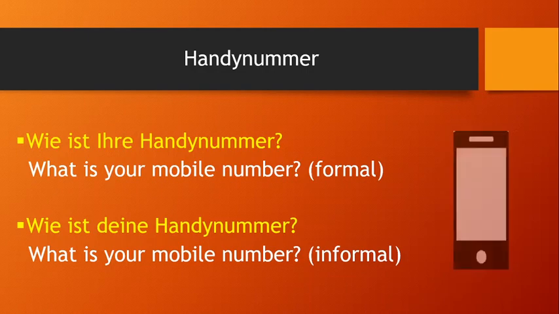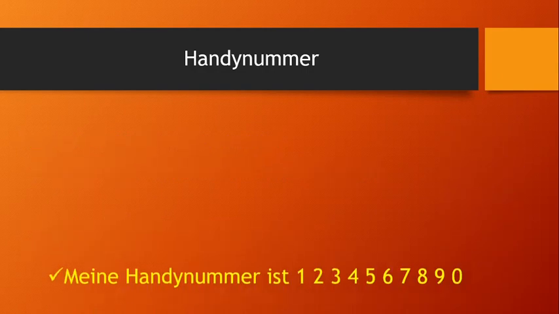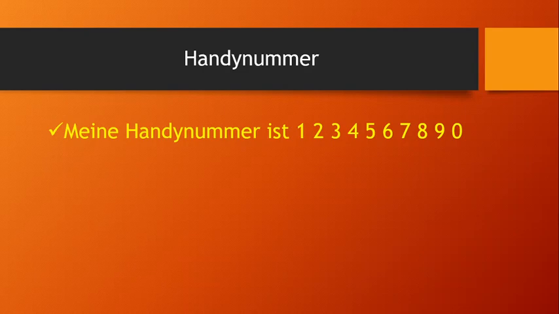Right? Now let's see the answer for this question. Meine Handynummer ist 1, 2, 3, 4, 5, 6, 7, 8, 9, 0. So, for instance, this is your mobile number. You would say, meine Handynummer ist and the mobile number. Right? If you want to learn numbers in German, please follow the link in the description below.